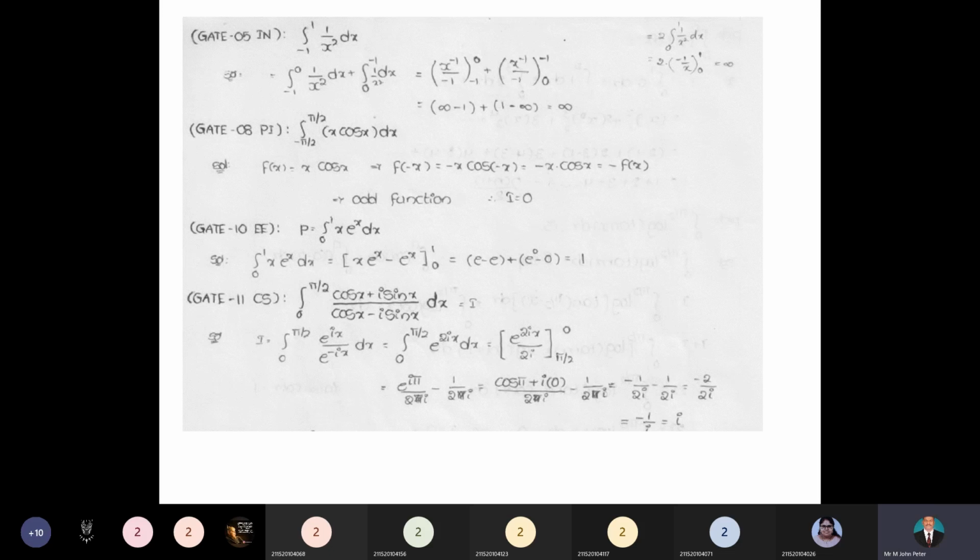So e power i pi. Like e power ix as cos x plus i sin x, instead of x we have to write pi.